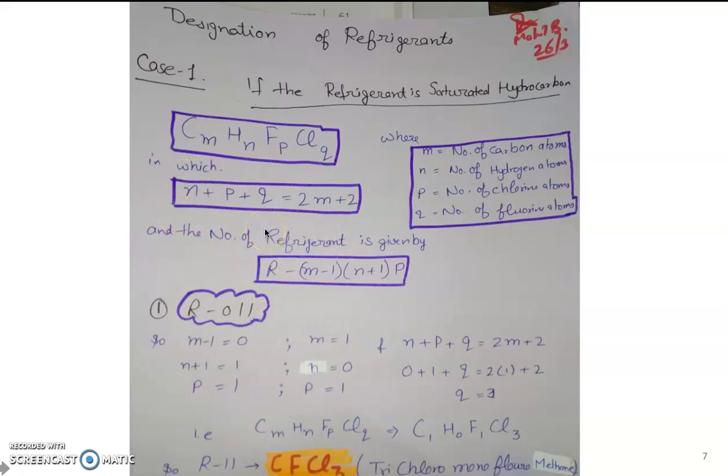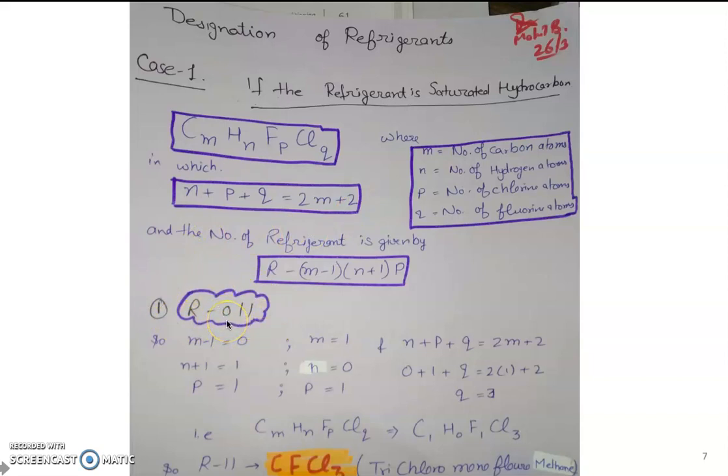And then finally, when we have the number of carbon atoms, hydrogen atoms, and fluorine atoms, we can write these along with the R or the refrigerant name, as m-1, n+1 and p. Here I am using 2m+2 in the case of saturated hydrocarbons. Okay, let's start with R11.